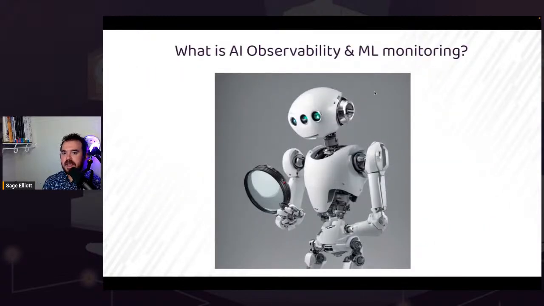All right, so what is AI observability and ML monitoring? Specifically around large language models, but I'm going to cover a couple of the concepts that definitely do apply to other types of ML models as well. Has anyone done ML monitoring before on their models in production, and specifically maybe around large language models?